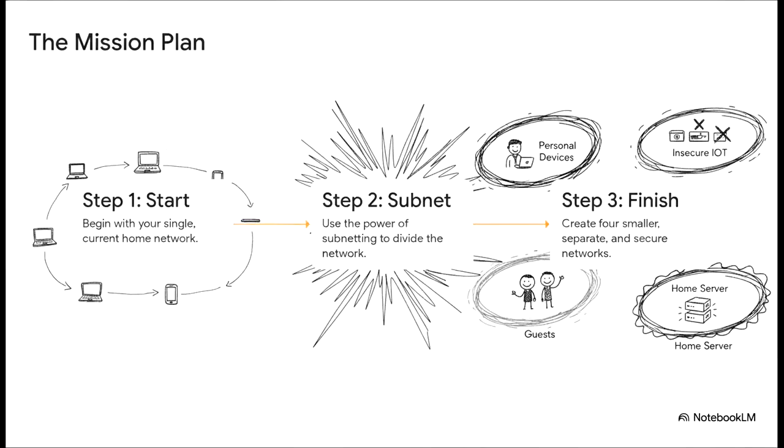So here's the game plan. We're starting with our single, flat network. From there, we're going to use the power of subnetting to strategically break it apart. By the end, we're going to have 4 separate, secure networks. One for your personal stuff, another for those kind of sketchy IoT gadgets, a third for guests, and maybe even a fourth for a home server.